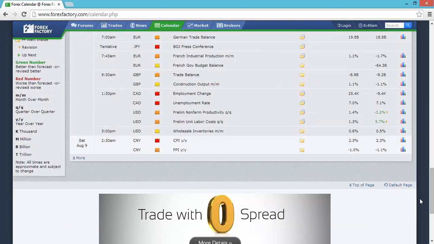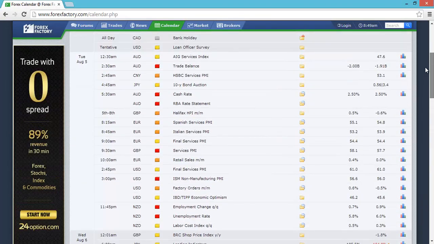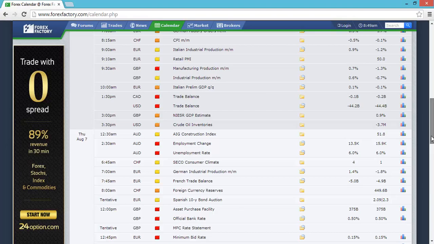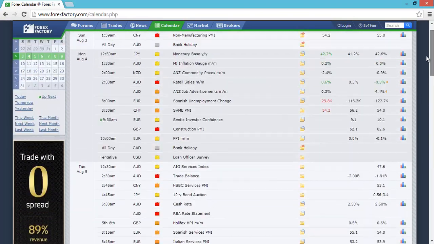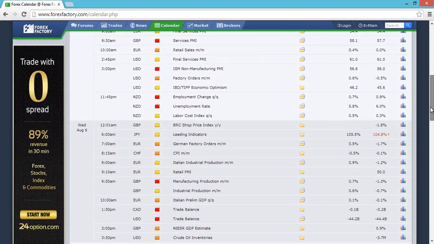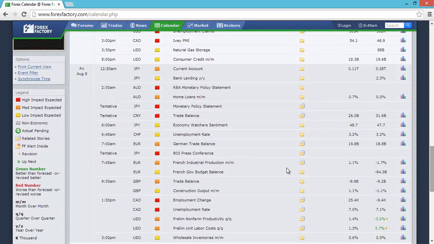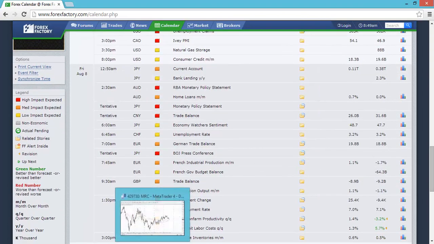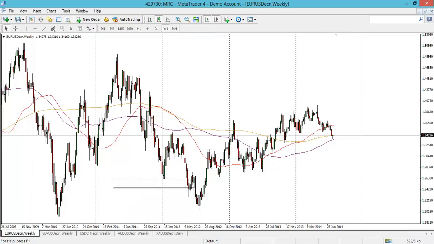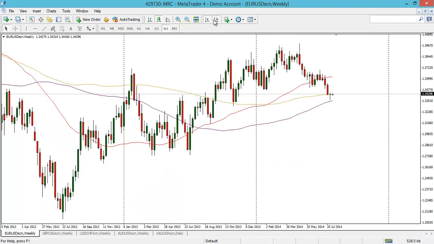Of course, it's the first week of the month, so always lots of data out, always pretty much the best week of the month, I think. Normally more volatile, more volume as well. So yeah, it should be an interesting week as normal, really, for the first week of the month. Right then, let's have a look at the charts and see what's going on.